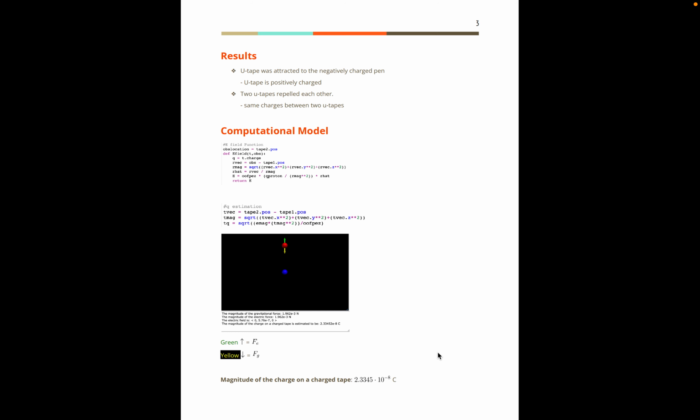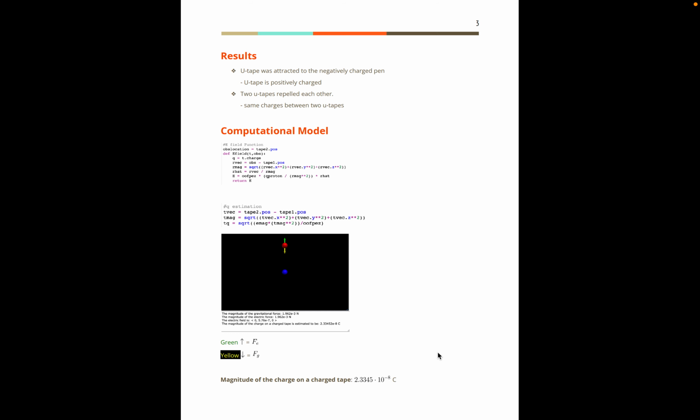So the first result was the U-tape was attracted to the negatively charged pen or the rubbed pen, which means that the U-tape had positive charge. And when I tried to float the other tape, they repelled each other, meaning they had same charges between 2 of them.